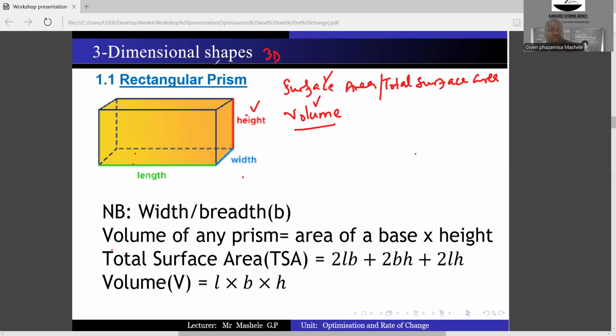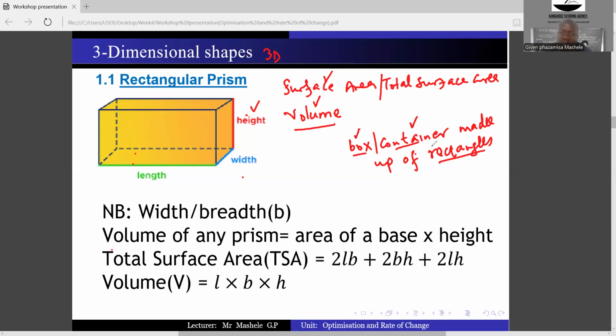Right, in a rectangular prism, we call this a rectangular prism. A rectangular prism is just a box or a container that is made up of rectangles. So if we use rectangles to construct a box or a container, then that is called a rectangular prism. It's made up of rectangles, so it's called a rectangular prism.